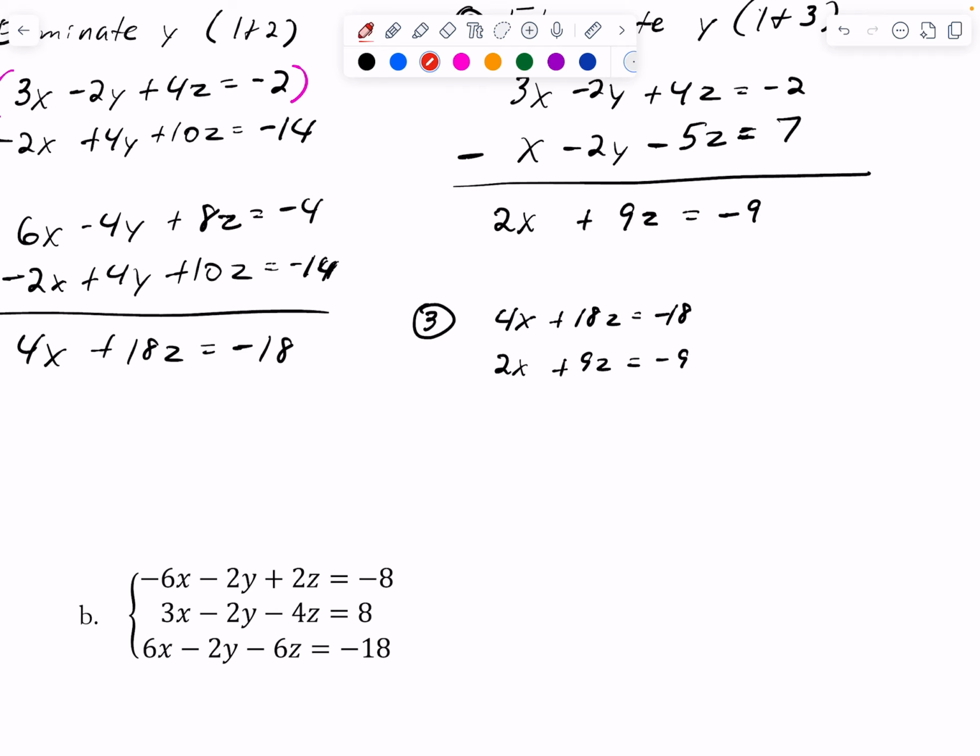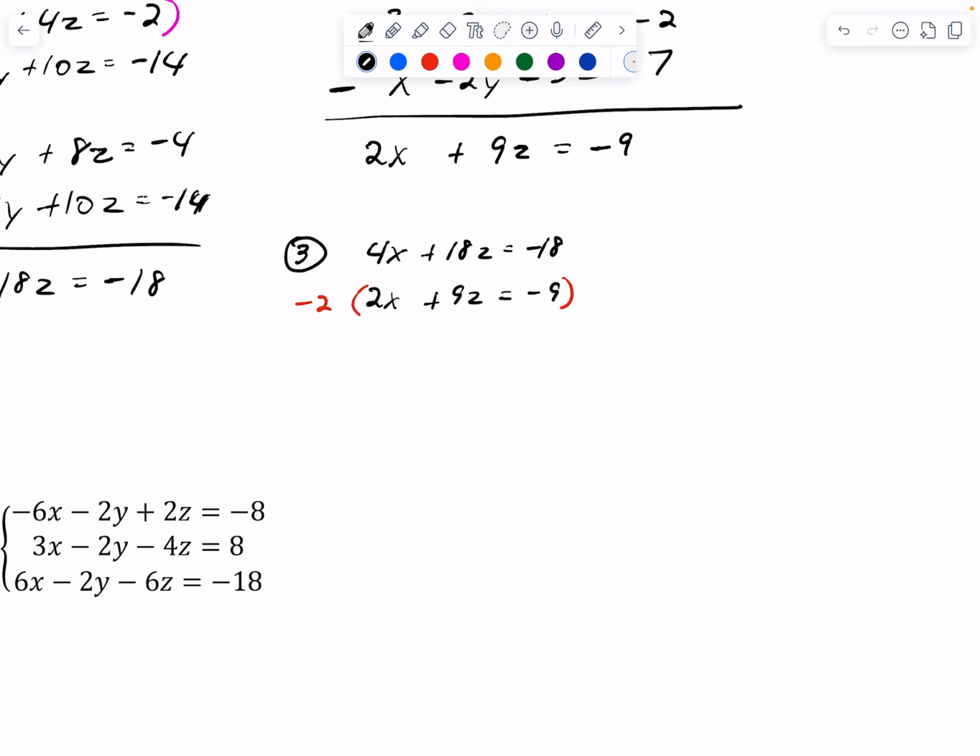I'm going to multiply this second one times negative 2. All right, and so that's going to give me, I'll do it over here. 4x plus 18z equals negative 18. That one doesn't change. Negative 4x minus 18z equals 18. And when I add to eliminate either x or z, your call, everything is eliminated. I get 0 equals 0.